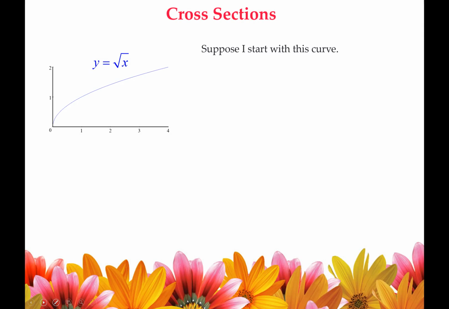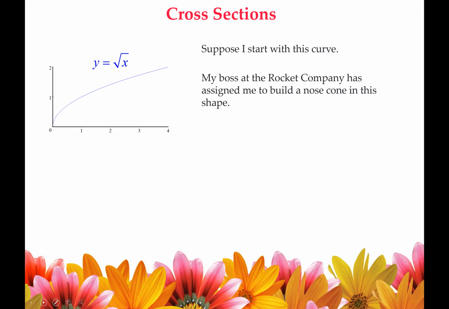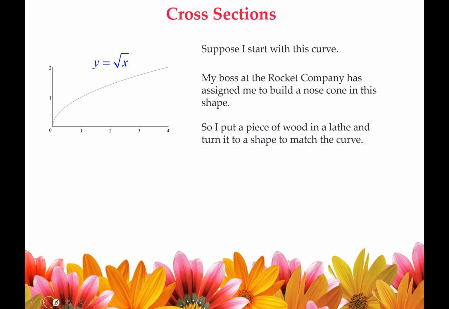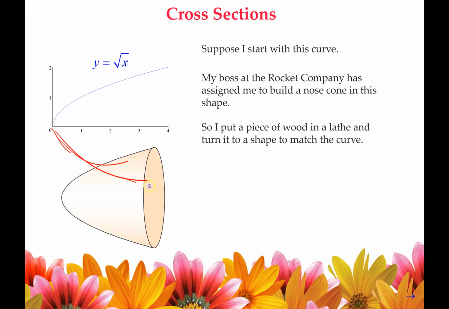All right, now let's go ahead and actually try to solve one of these problems. So let's say that we have a rocket company that wants you to build a nose cone in this shape. It's got square root of x. So you put a piece of wood in a lathe and you're going to turn it into a shape to match the above curve. And you're going to rotate it around the x-axis and you'll see how you would get that. And if you don't believe me, you kind of have something like this, and it would be rotated around there.